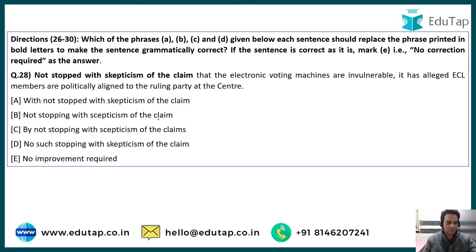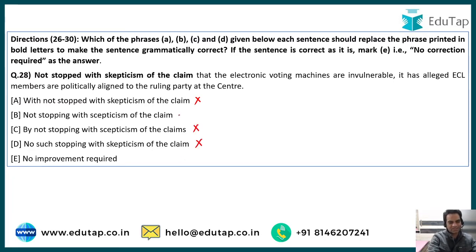Let's move ahead, guys. Question number 28. Not stopped with skepticism of the claim that the electronic voting machines are invulnerable, it has alleged ECI members are politically aligned to the ruling party at center. So not stopped with skepticism, no. Not stopping could be there. Not stopping with skepticism, yes, that could be there. By not stopping with skepticism, no. No such stopping with skepticism, no, guys, this is grammatically incorrect.